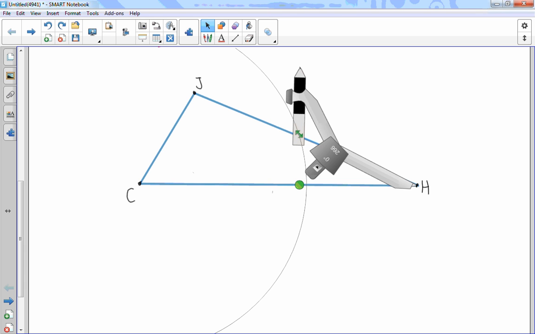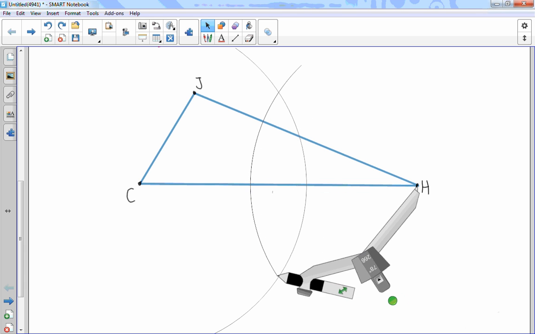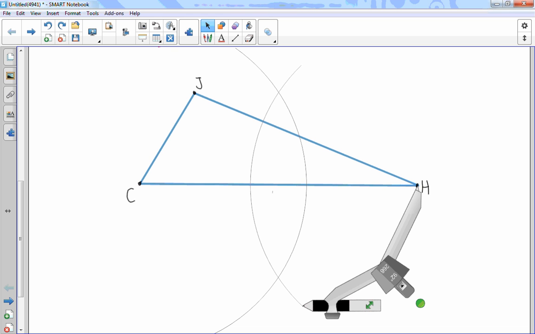And draw a second arc. This arc doesn't need to just cross once, it should cross twice. Otherwise, you don't know where exactly the perpendicular bisector will go through CH. You make sure you cross twice. No, you don't draw that right here. Use a ruler.